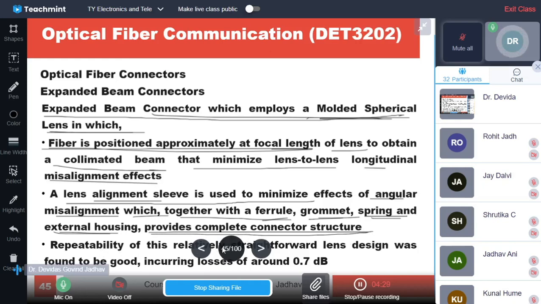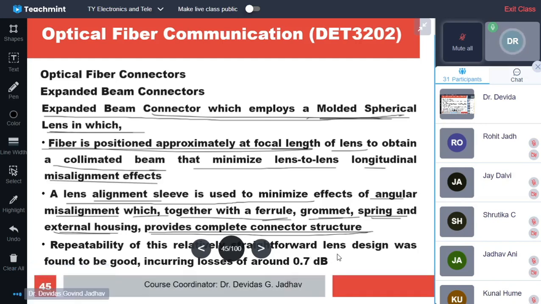Then regarding repeatability of this structure, the lens design was found to be good, incurring a loss of around 0.7 dB. There is a repeatability, so you can use it repeatedly, you can remove it and connect it again.